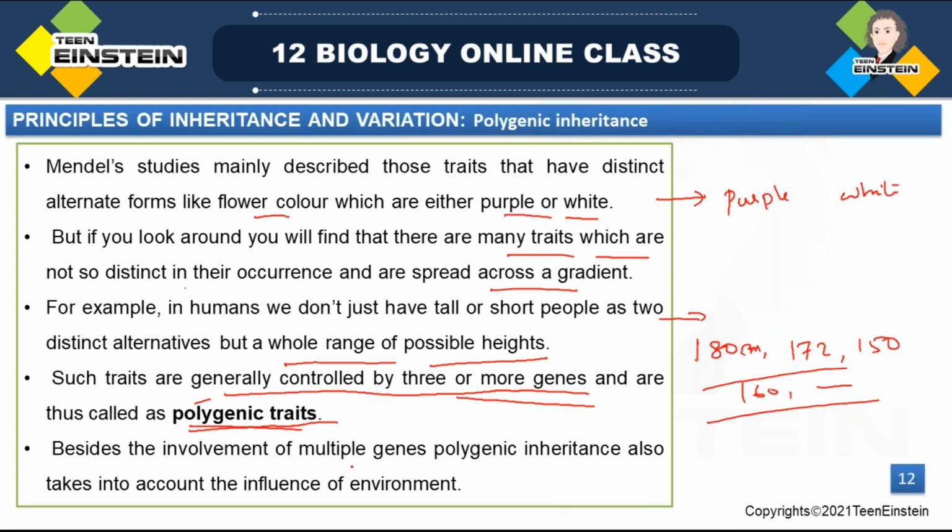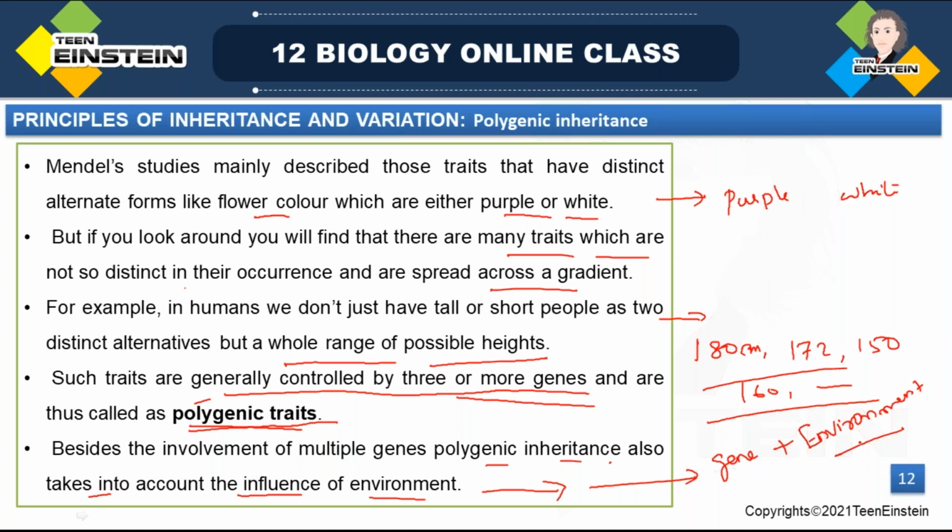Besides the involvement of multiple genes, polygenic inheritance also takes into account the influence of environment. So there is an effect of environment, not only the genetic effect: gene plus environment both make the final result, right? For example, if you plant a plant in Bangalore, the climate is different. If you plant the same thing in Tamil Nadu or Chennai, the climate is different. Both will give an average result. But in the most suitable condition, the plant will give more yield. So there is a connection between the gene and the influence of environment in almost all traits, not only this one.